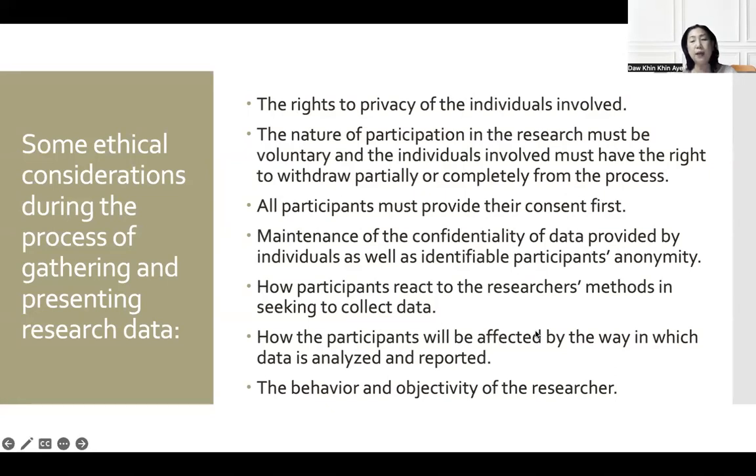You need to document. One is the research information statement, whereby you indicate very clearly what the research is about, what the procedures involved are, and how long the procedure takes. And you need to state very clearly the benefits that the students or the school can get by participating in the research, etc. You also need to state very clearly that participation in the research is totally voluntary, and the individual has the right to withdraw from the research partially or completely. That's why you need to include all this information in the research information statement.